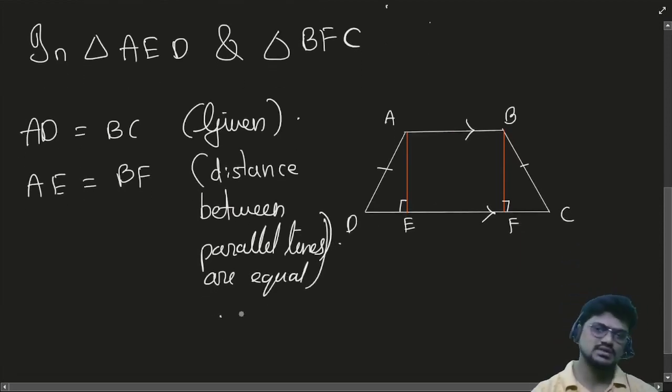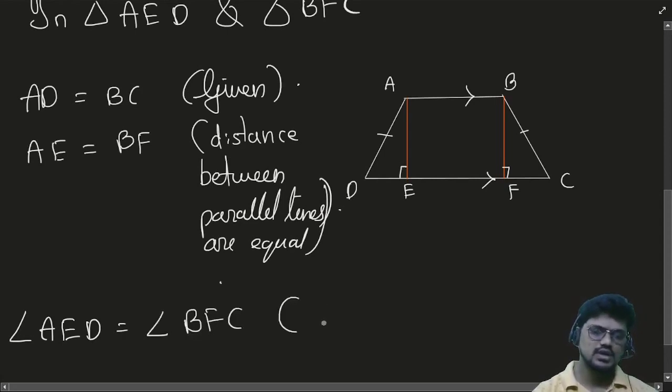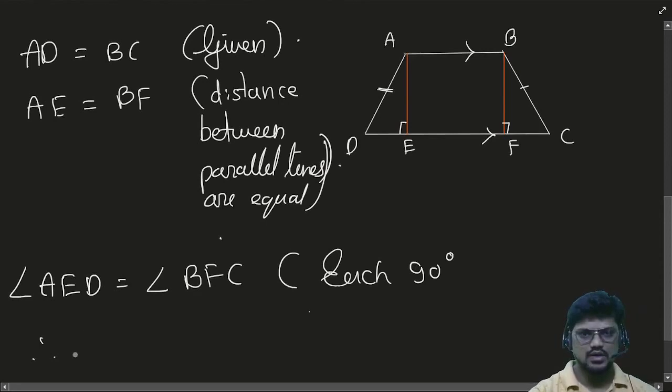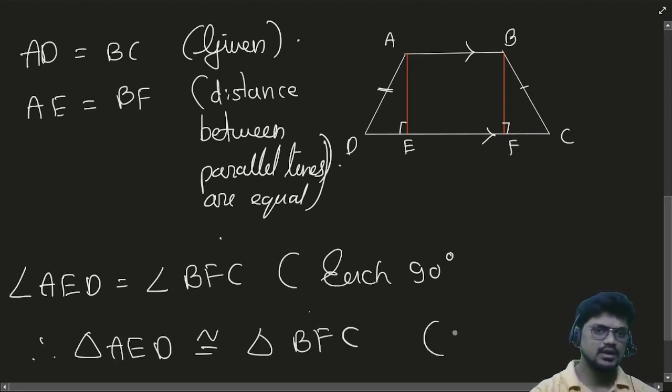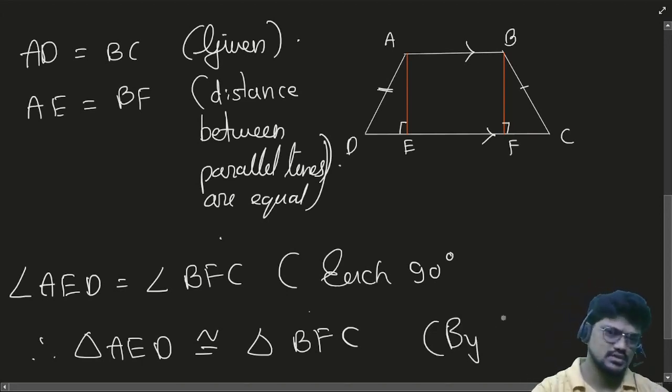The next thing which we know is angle AED is equal to angle BFC, each 90 degrees. So this side and this angle, the two triangles are congruent by which test? Therefore triangle AED, by which test? Anyone? Sir, RHS test. Yes, by RHS test of congruency.